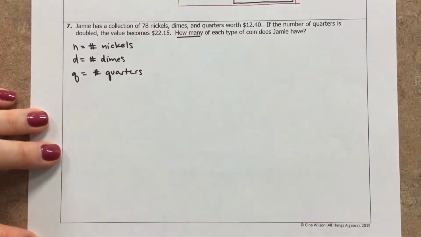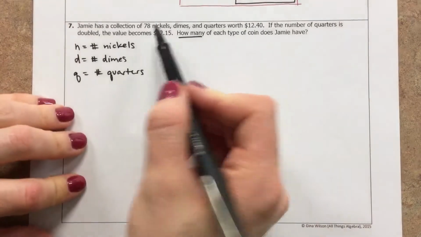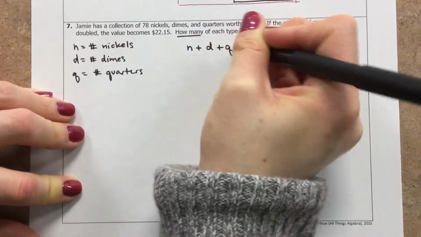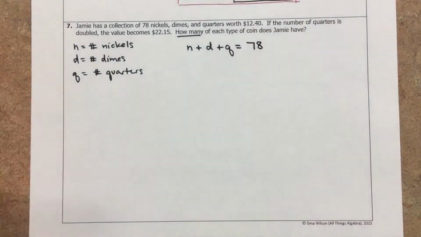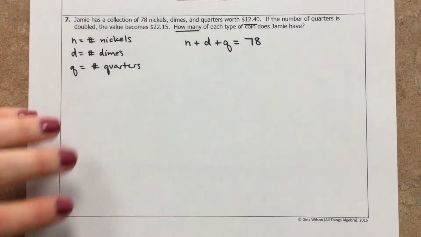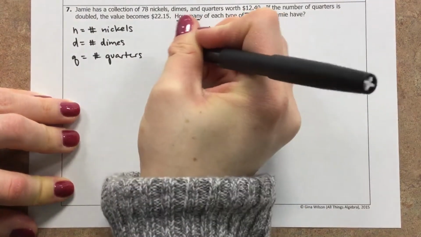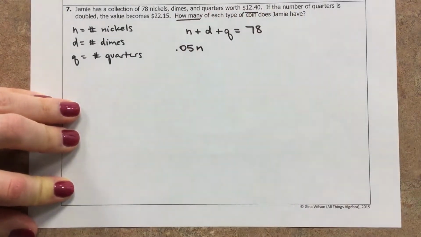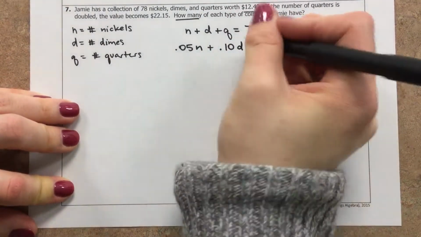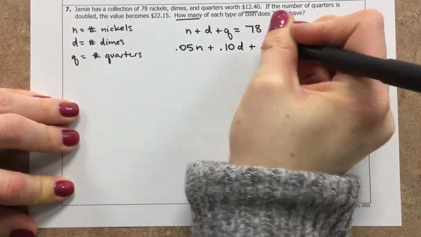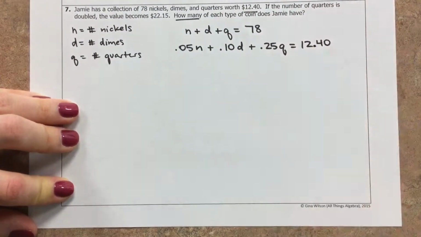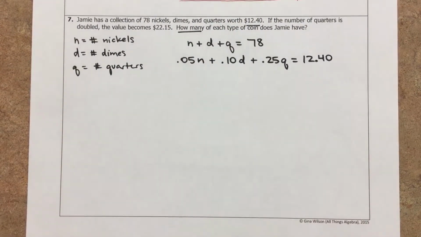So I'm going to just walk you through how to translate words into equations. So she has 78 of them altogether. That means the number of nickels plus the number of dimes plus the number of quarters is 78. That's like a quantity equation. The next one has to do with the money, and so then you bring in how much each one is worth. So each nickel is worth 5 cents. So 5 cents times the number of nickels plus 10 cents times the number of dimes plus 25 cents times the number of quarters comes out to be $12.40. There's a second equation that's got to do with the money, the total amount.